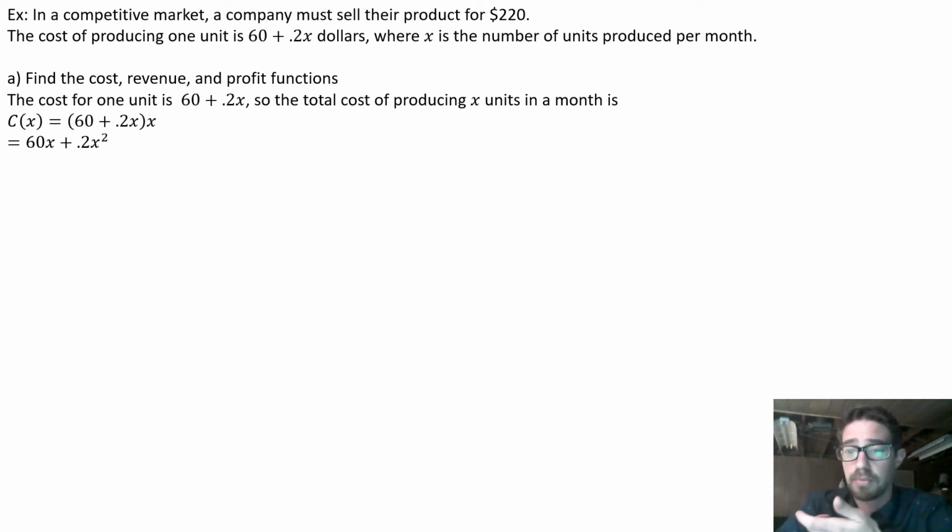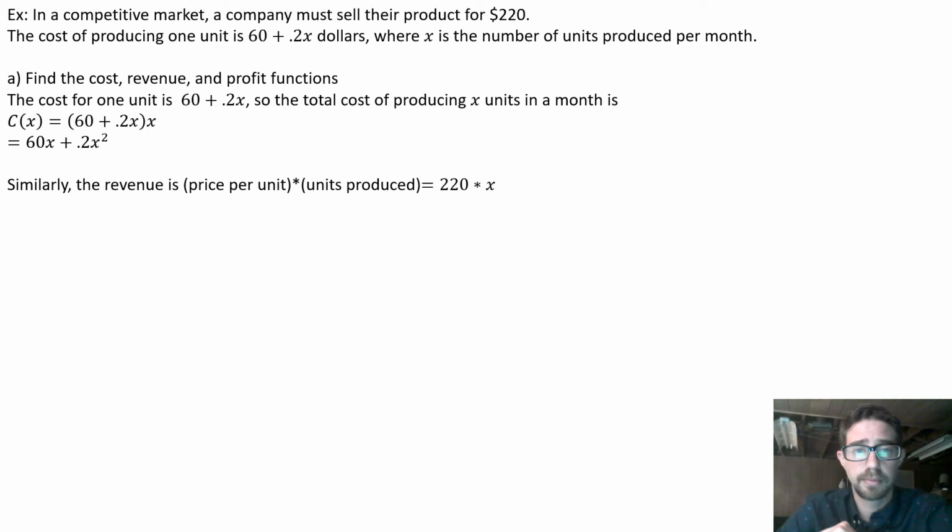The revenue is kind of the same deal. We're charging the same exact amount per unit, right? So our price per unit doesn't slide around. So our price has to be $2.20. So the total revenue, ignoring cost now, is just the price, how much we charge for every unit, times the units produced, which is just x. So it's just 220x. So the revenue is linear. It's just 220 times how many we produce in a month.